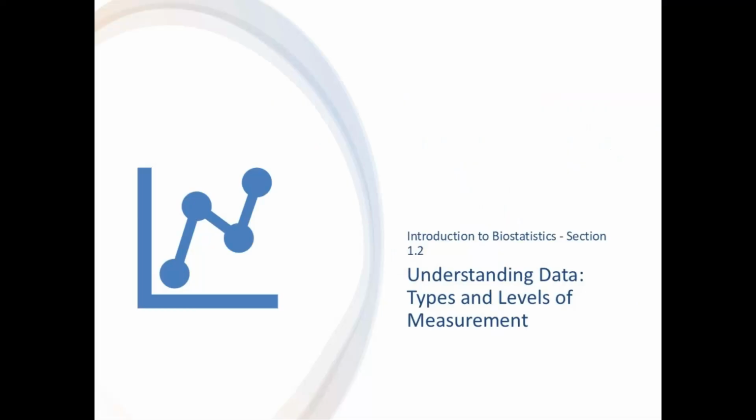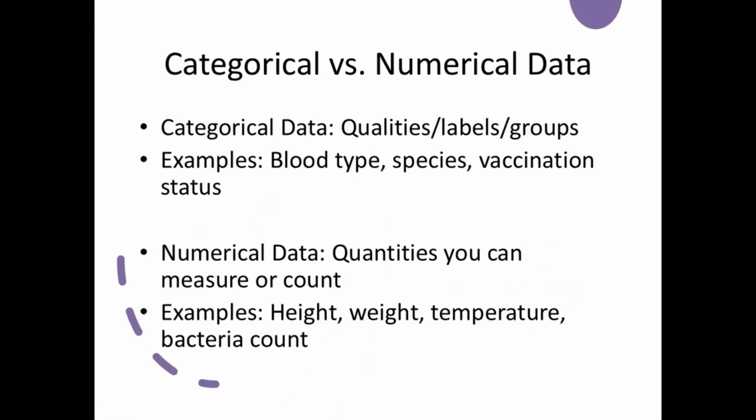When we say data, we simply mean recorded information. In biostatistics, data often come from experiments, surveys, clinical trials, or field studies. But to analyze data properly, you first need to ask, what kind of data am I working with? Let's break it down. At the most basic level, data fall into two broad types, categorical and numerical.